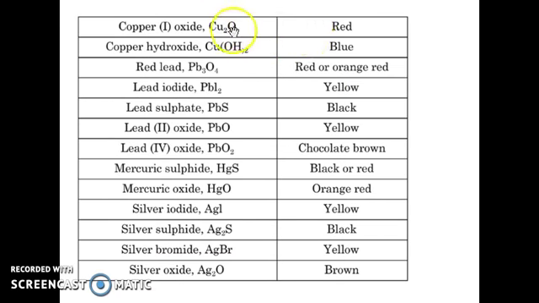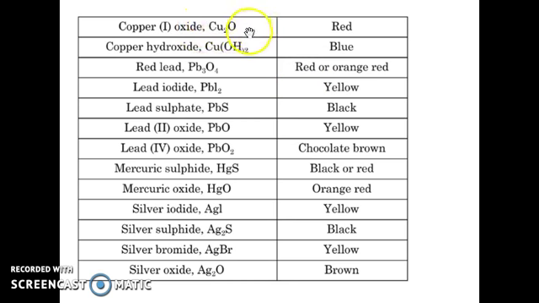The red colored copper oxide is a residue. It's not a precipitate, but it is a residue. So what is the difference between precipitate and residue? Precipitate is an insoluble solid formed in aqueous physical state. Along with this insoluble solid, you will also have that liquid in the product.